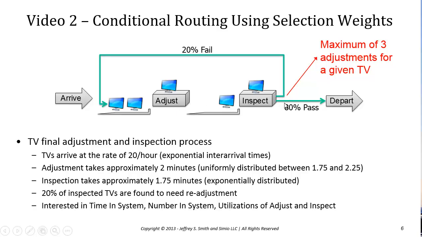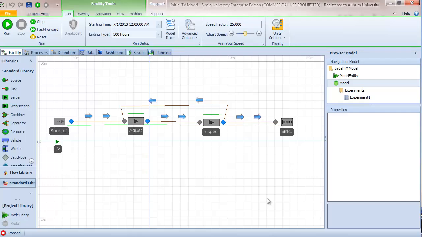Now we have a probabilistic routing: any TV goes through inspection and it probabilistically gets routed back, but we don't track that in any way. So the first step for our modified model is to record the number of times that each individual TV is adjusted. To do that, we have a two-step process. We need to define a model entity state where we record the value, and then we need to use a state assignment to actually update the model entity state.